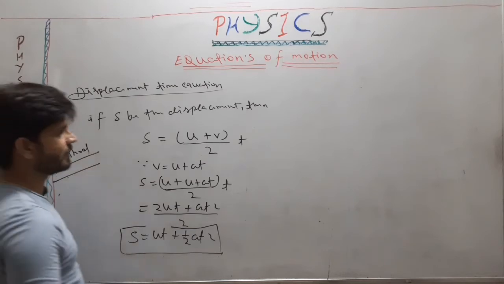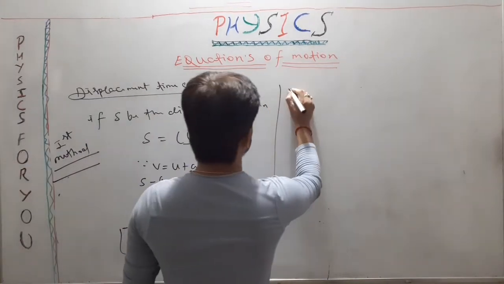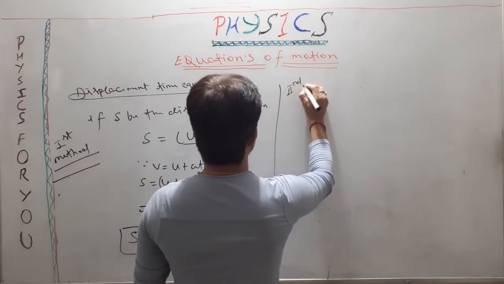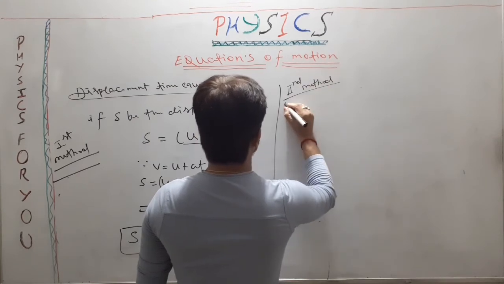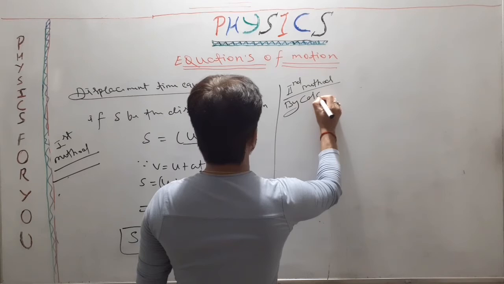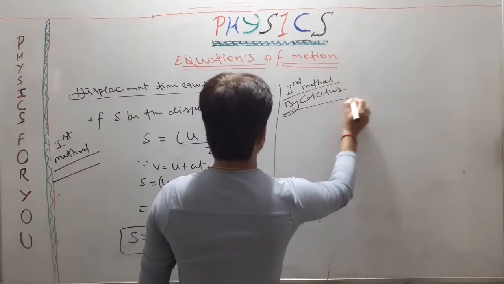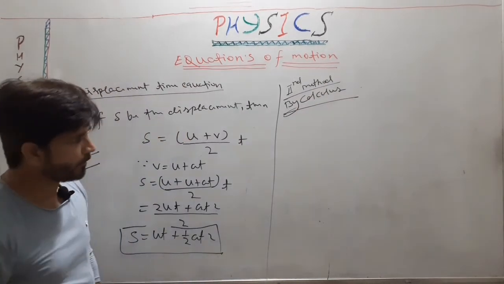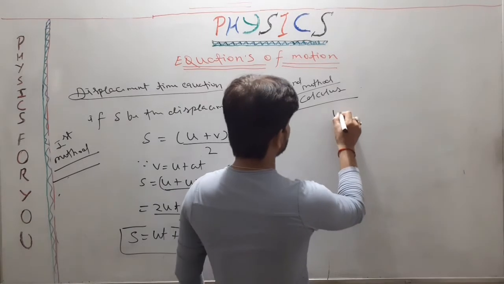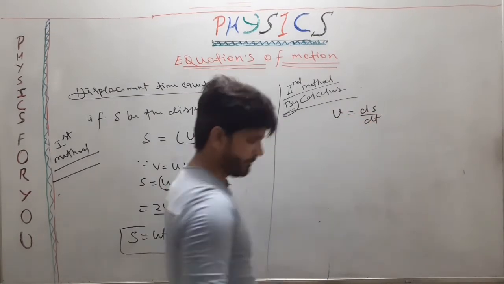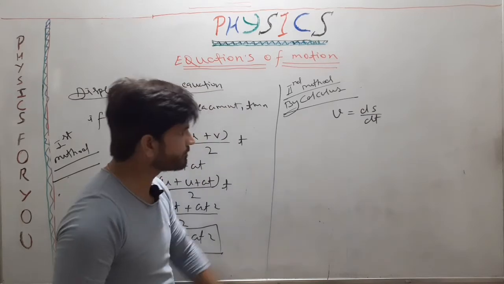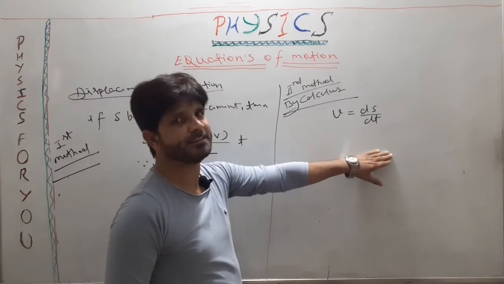Okay, now the second method, by calculus. Okay, now we write here, we know that the velocity is given by displacement upon time, and in differential form it is v equals to df by dt.